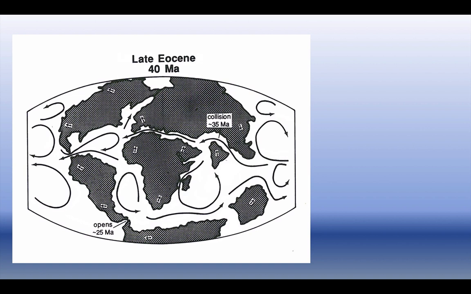As we move forward in time into the late Eocene, part of the Paleogene period, we can see the Atlantic starting to open further north. There's still circulation of oceans between India and Eurasia, between Africa and Eurasia, and also between North and South America.